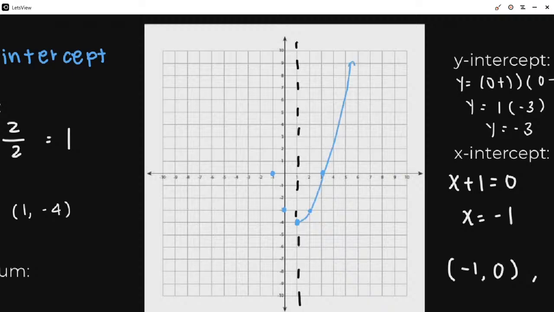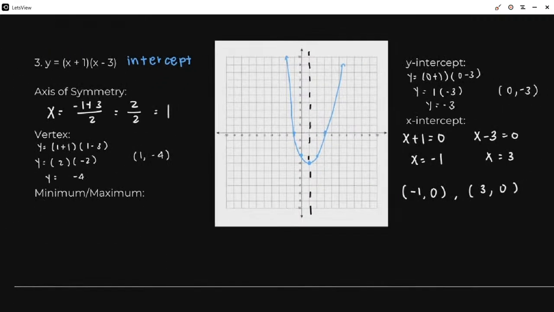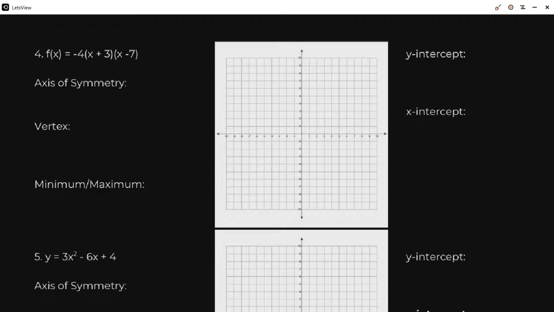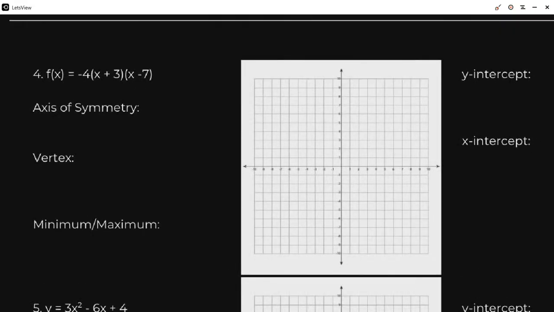Okay, so it should look something like that. Okay, and since this is opening up, that means it has a minimum. And the minimum is at y equals negative 4. Okay, for the next one, this again is an intercept form.